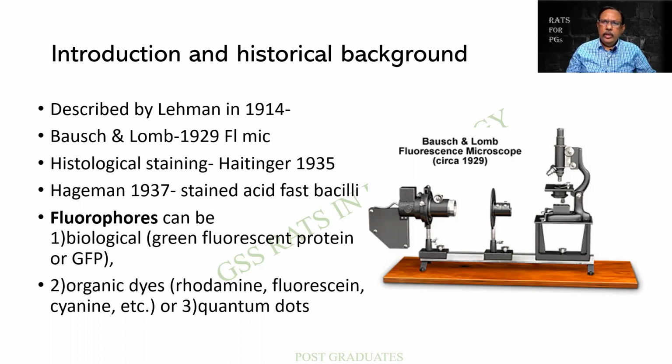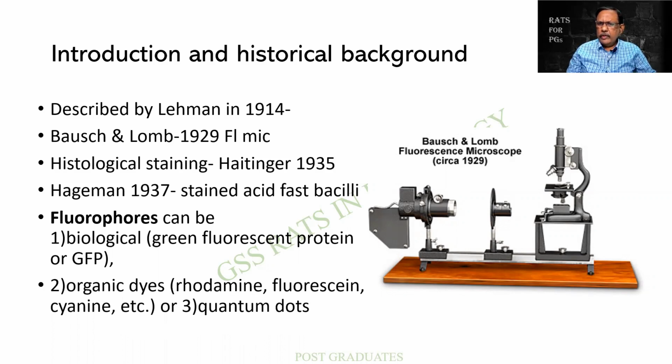And coming to the modes of illumination, it can be biological, green fluorescent protein, GFP, or it can be because of organic dyes such as rhodamine, which I had mentioned some time back, fluorescein, cyanin, etc., or quantum dots. So these are some of the fluorophores or coloring material that could be used. And this is the original fluorescent microscope that was designed by Bosch and Lamb.